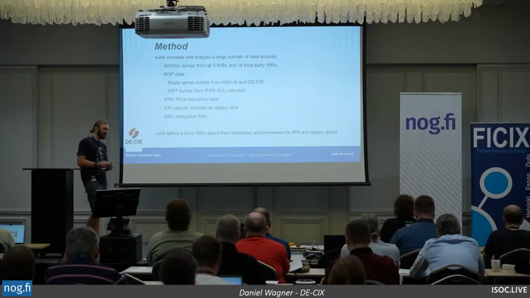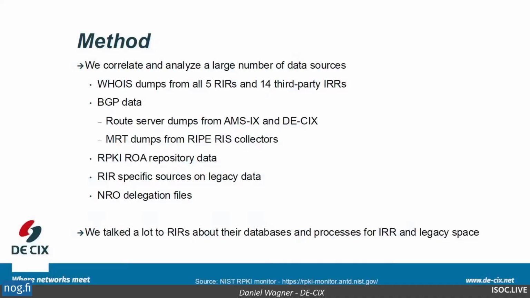What did we do? We crawled the whole data from basically everywhere. We took, obviously, the five RIRs, their dumps, their RPSL objects, and 14 third-party databases. Lots of BGP data, also the RPKI data, threw everything into a big box, created a big pandas data frame, which got extremely ugly, but it's there. And also some other stuff that we needed for legacy. Handling legacy space is an absolute terrible nightmare, but we'll come to that.